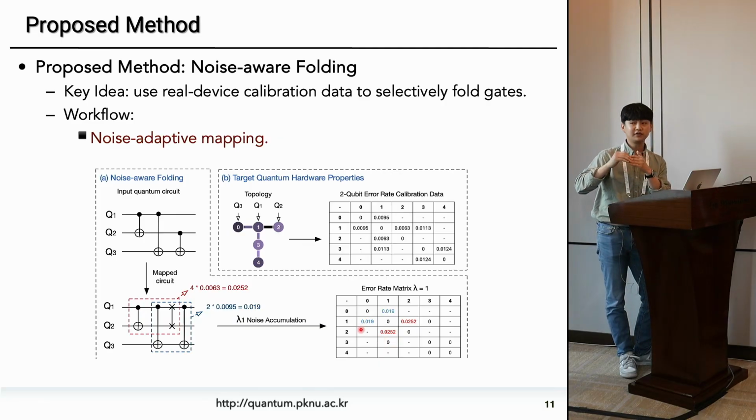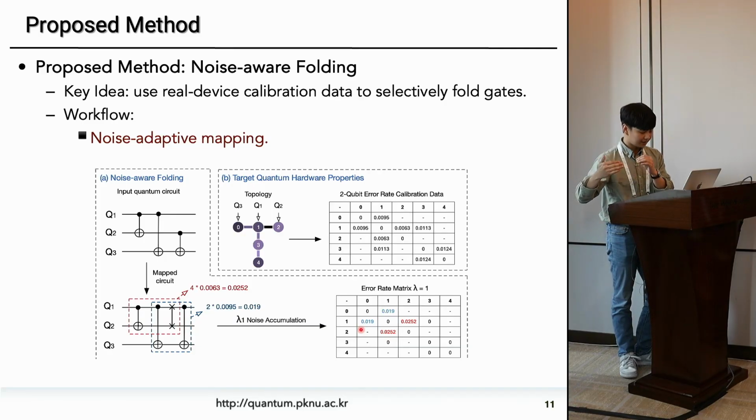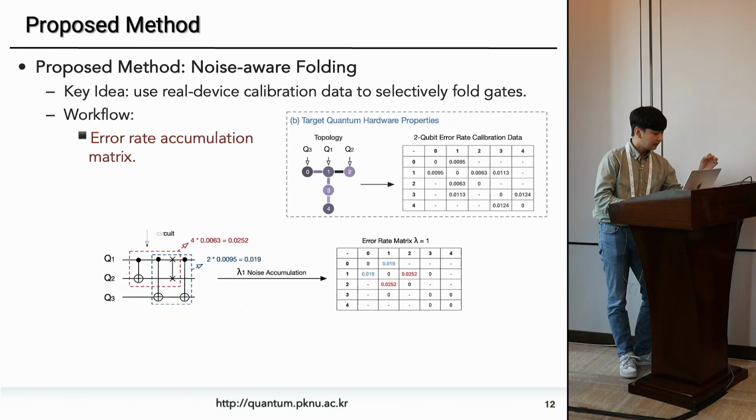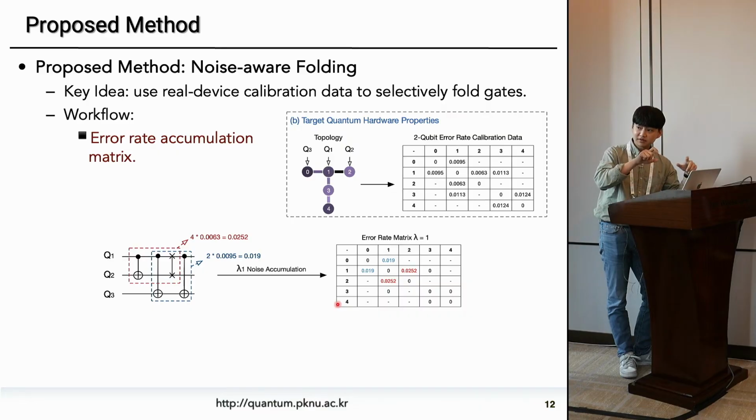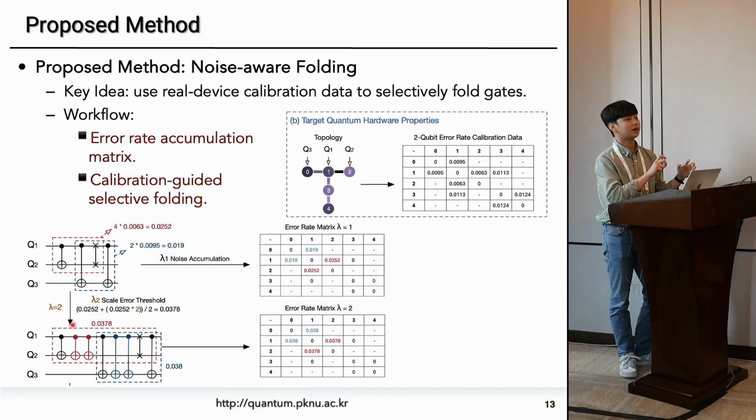So if we were to scale, we want to limit the scaling on the red point because it has a severely high error rate. The accumulation step just analyzes the quantum circuit itself and collects all of this data. Afterward, the most important part is the calibration-guided selective folding. Essentially, we want to fold the gates differently from the ones that have a lower error rate.